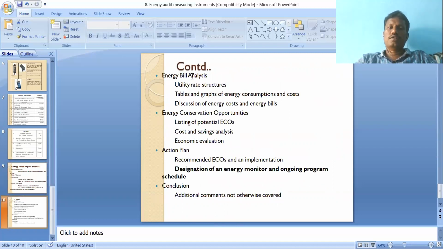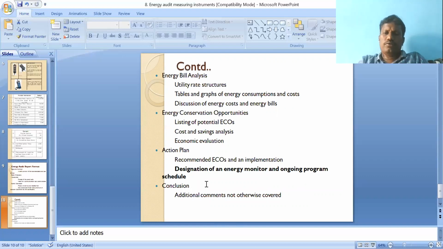Then energy bill analysis: utility rate and cost structures, tables and graphs of energy consumption and cost, and discussion of energy cost and energy bills. Then energy conservation opportunities: listing potential ECOs, cost and savings analysis, economic evaluations. And finally the action plan, recommended ECOs and implementation, and the conclusion, additional comments and so on.